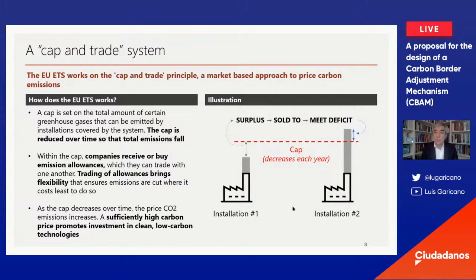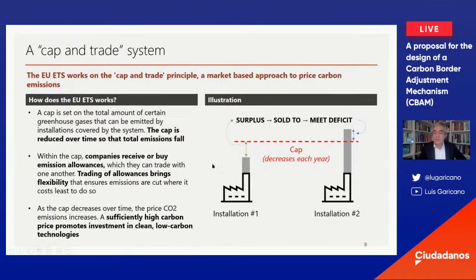A cap and trade system works as follows. You put a cap. You say, next year we're going to emit X gigatons, each a billion tons of CO2. The cap then is reduced year by year so that we get towards the objective we have, eventually zero. And then, and here is the trade part of the cap and trade system, you give allowances that add up to the cap. They can be purchased, they can be granted, and we will see about that. And then companies decide to trade those allowances as they see fit.